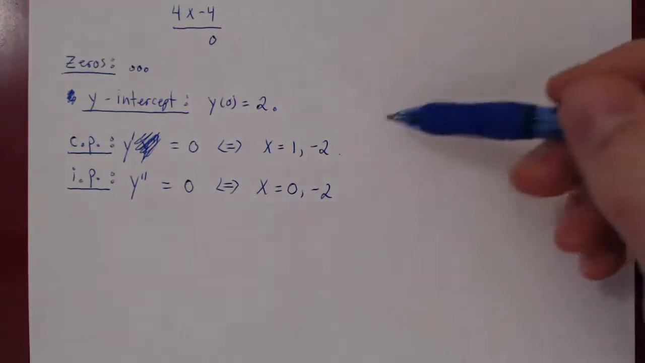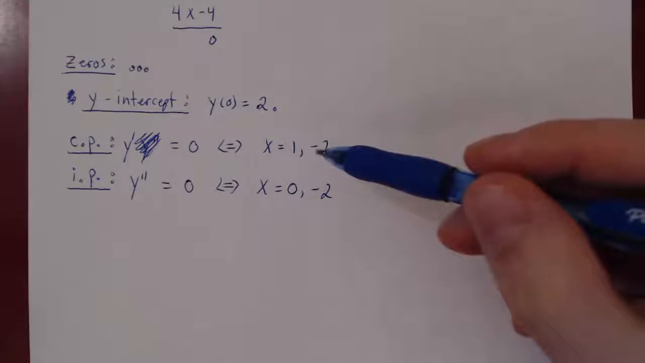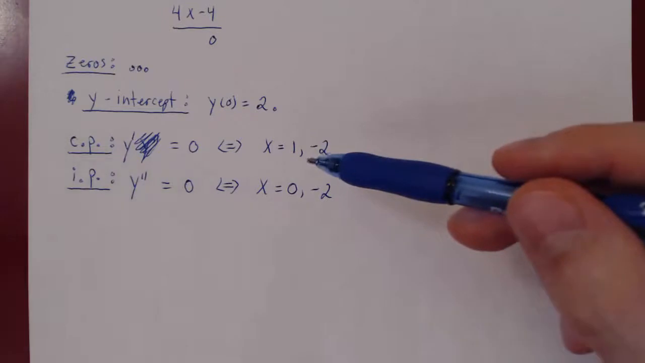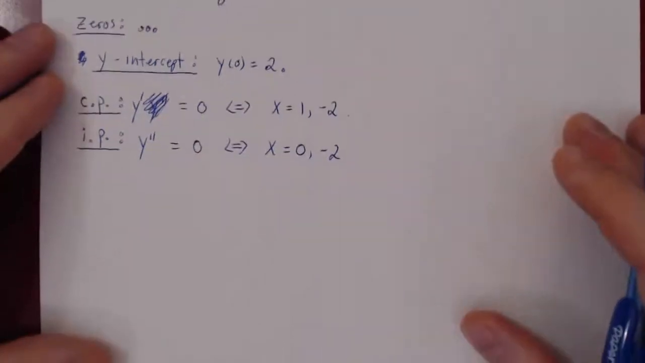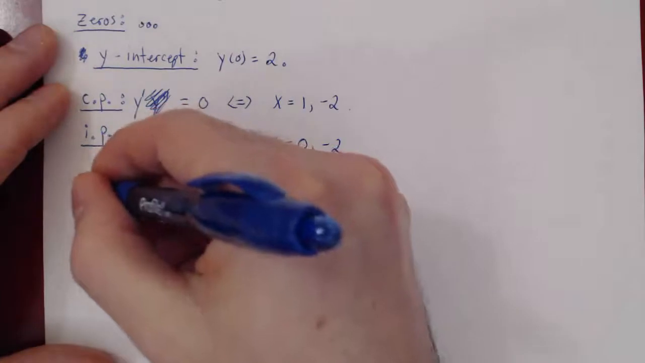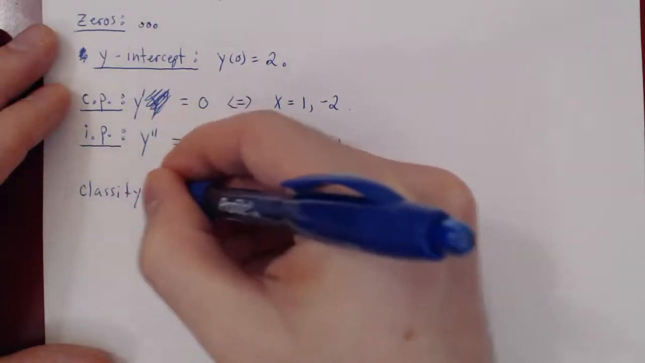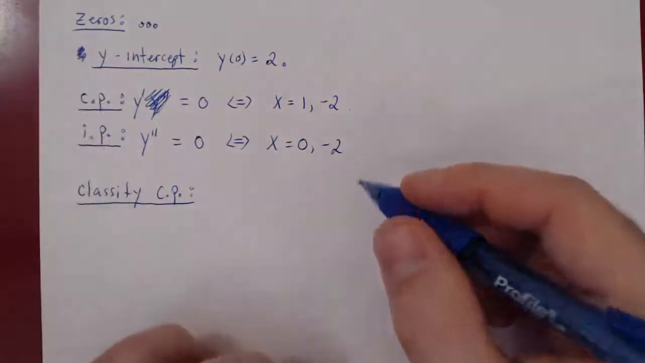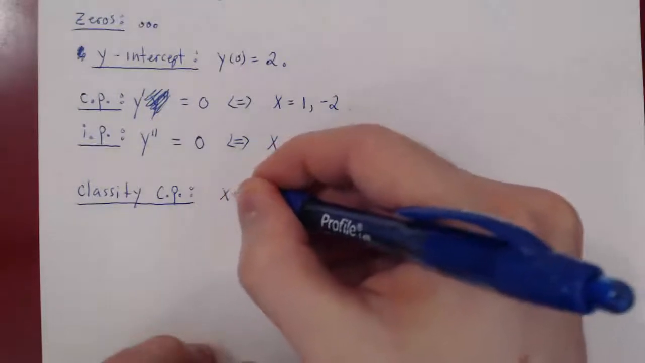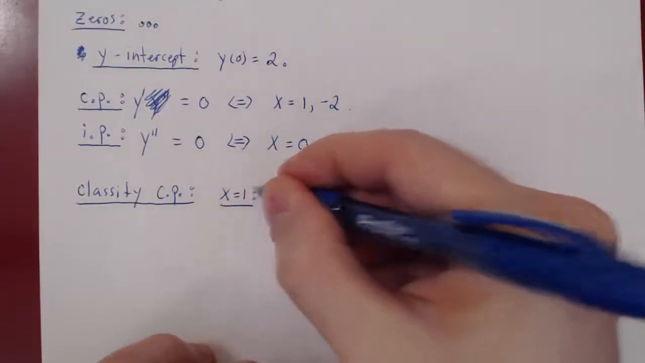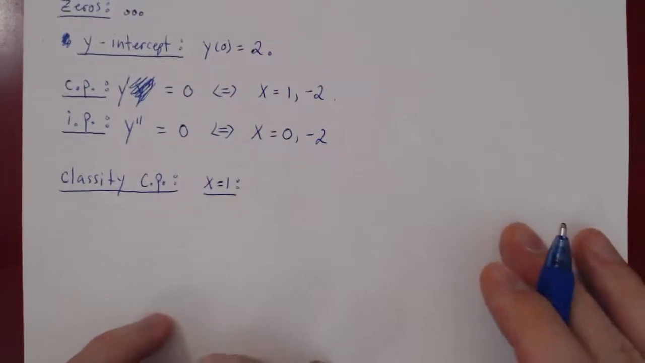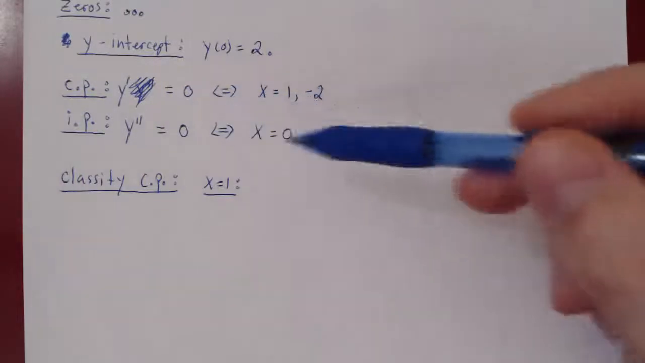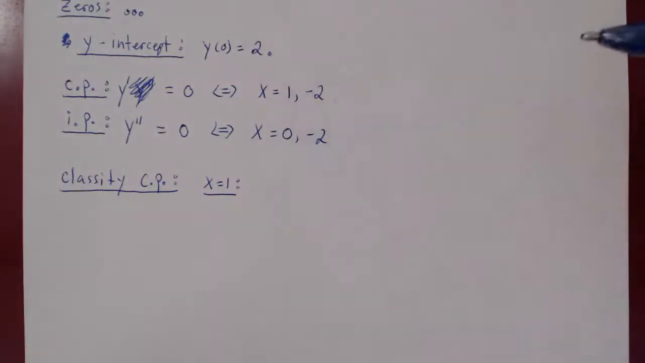Okay, so now that we have found our critical points and possible inflection points, we try, as always, to classify the critical points. Will they be local maximum, minimum, or maybe something different? Well, let's classify x equals 1 first. As always, we look for the second derivative. We know that at x equals 1, the first derivative is 0. Therefore, the curve is flat around x equals 1.